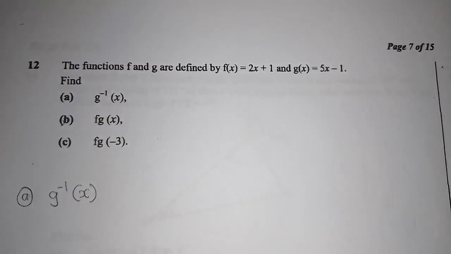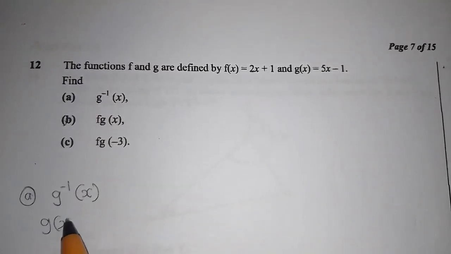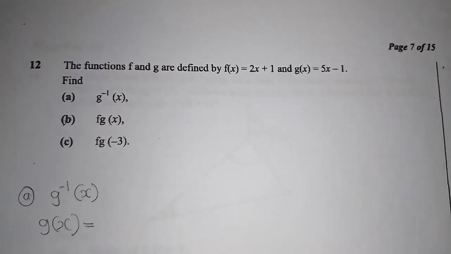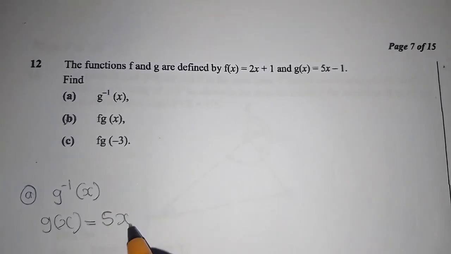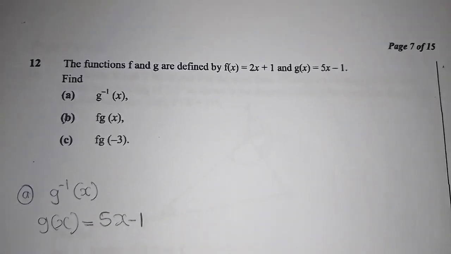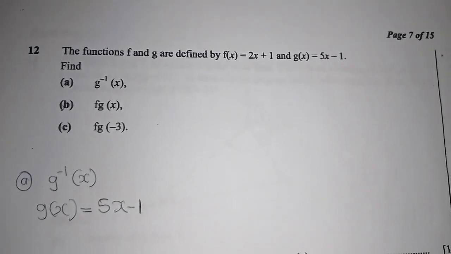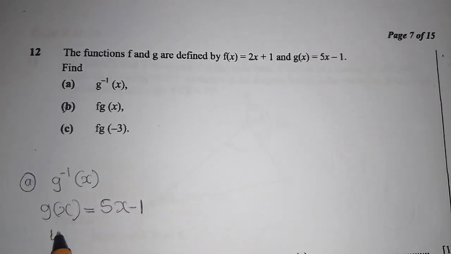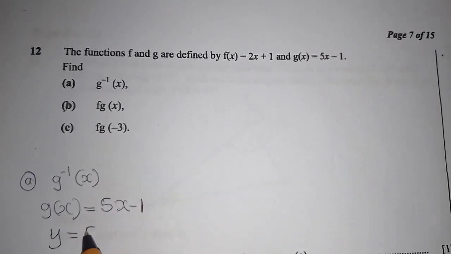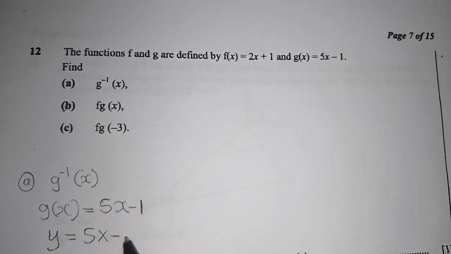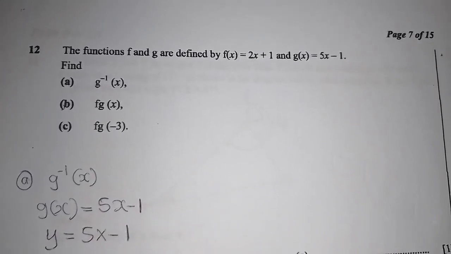So where is the g function? G itself is 5x minus 1. Then where there is g of x, I put y. So y is equal to 5x minus 1. This is what I'm going to do.